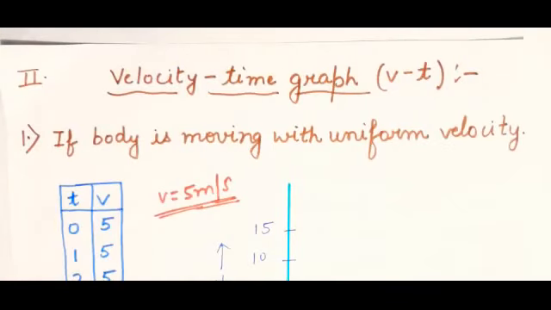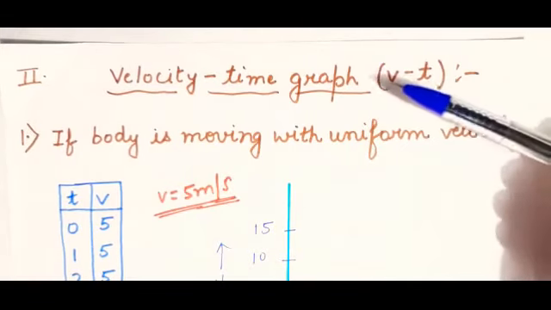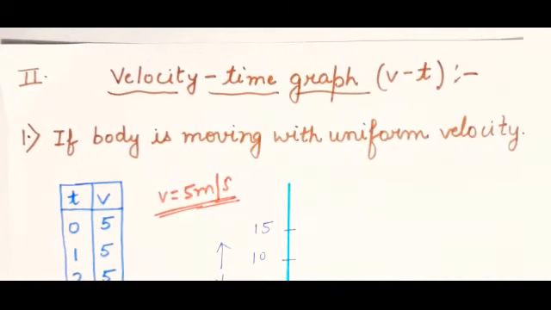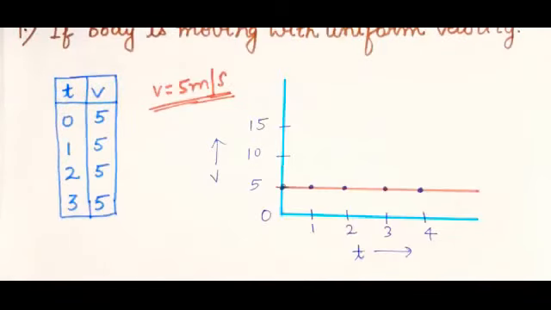So students, in the last lecture, what did we discuss? We discussed distance time graph. There were 3 cases in distance time graph. Now coming to velocity time graph or VT graph, meaning V representing velocity and T representing time. So the first case in velocity time graph is when the body is moving with uniform velocity.